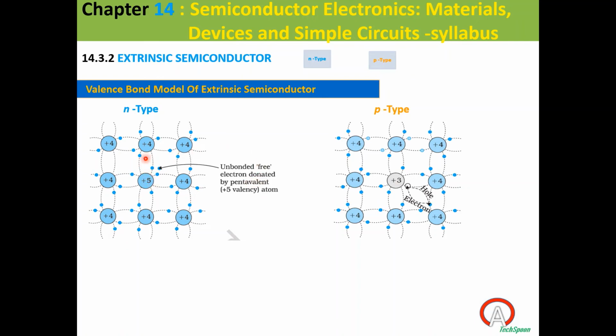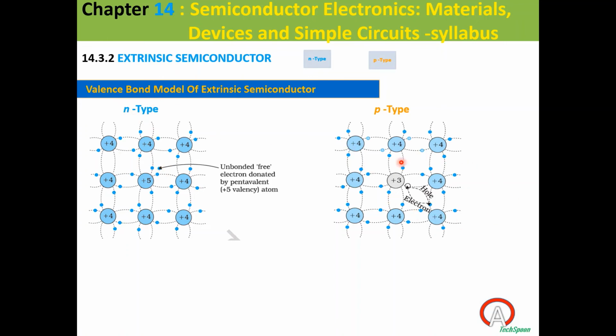Here, when we add pentavalent, it has 5 electrons. 4 electrons make covalent bonds with the nearby silicon atoms, and 1 electron is extra. That's why it is called N type. N means negative, since electrons have negative charge. When I added a pentavalent impurity to a silicon or germanium crystal, we got excess electrons, so we call this N type.